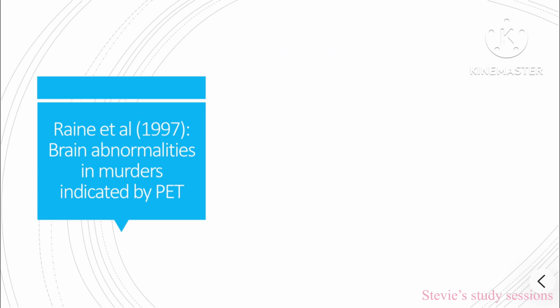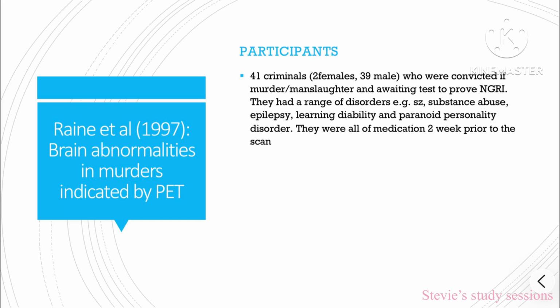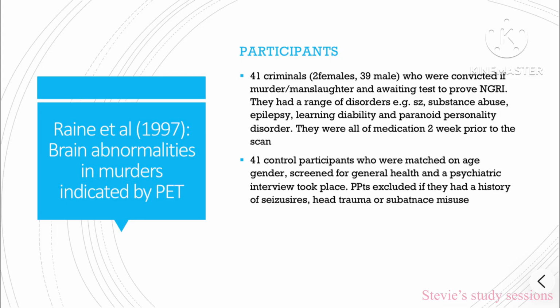Now, Raine had 41 criminals, 2 females and 39 males, who were convicted of murder or manslaughter, awaiting tests to prove NGRI. They had a range of disorders from schizophrenia, substance abuse, epilepsy, learning disability, and paranoid personality disorder, all taken off medication 2 weeks prior to the scan. Now, Raine used a matched pair design, and due to this he had 41 control participants who were matched on age, gender, screened for general health, and had a psychiatric interview. Participants were excluded if they had a history of seizures, head trauma, or substance misuse, for their own good.